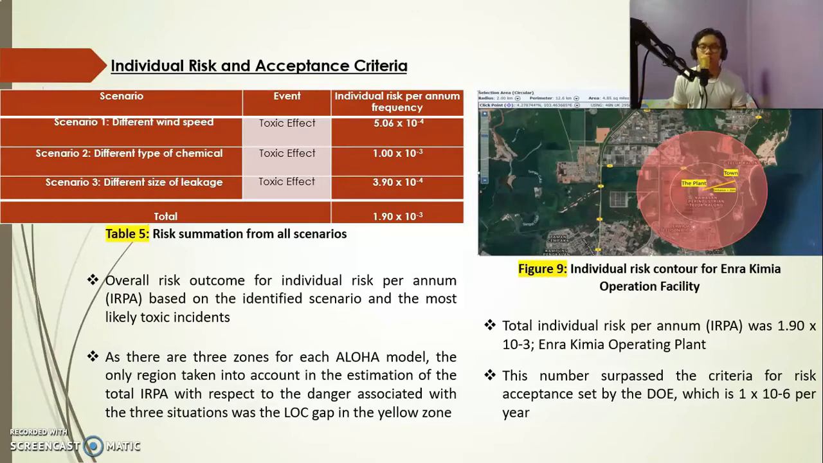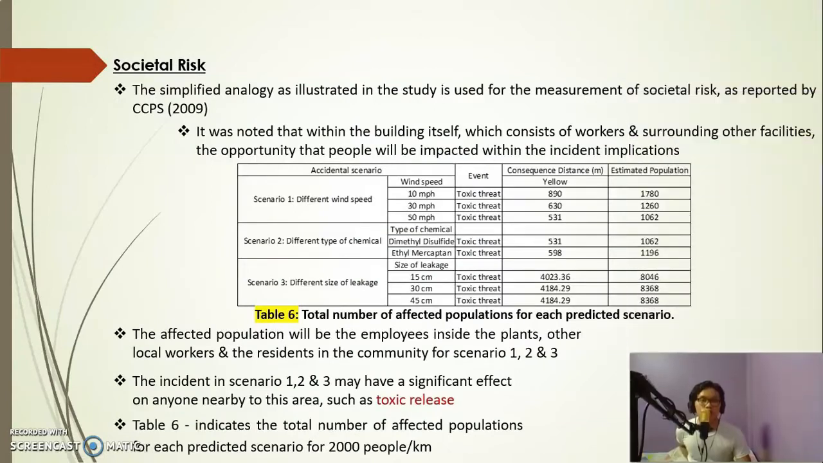the only region taken into account in the estimation of the total IRPA with respect to the danger associated with the 2 situations was the LOC gap in the yellow zone. Based on figure 9 here, as you can see, the individual risk contour for the NRA Kenya operation facility, which is located in Terengganu, and the total individual risk per annum, IRPA, was 1.9 times 10 to the power of negative 3. This number surpasses the criteria for risk acceptance set by DOE, which is only 1 times 10 to the power of negative 3 per year.